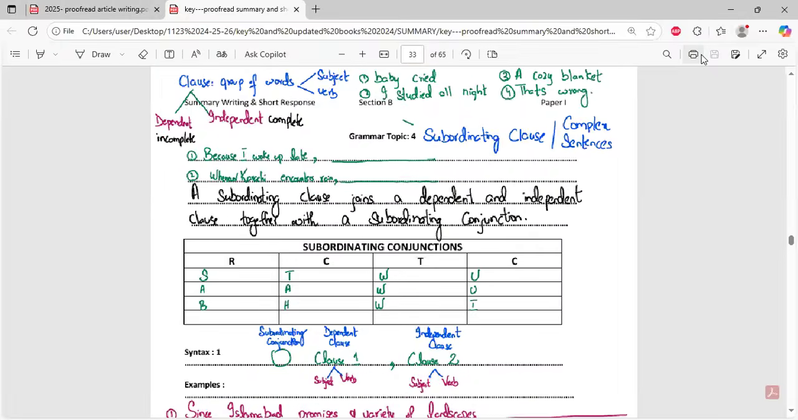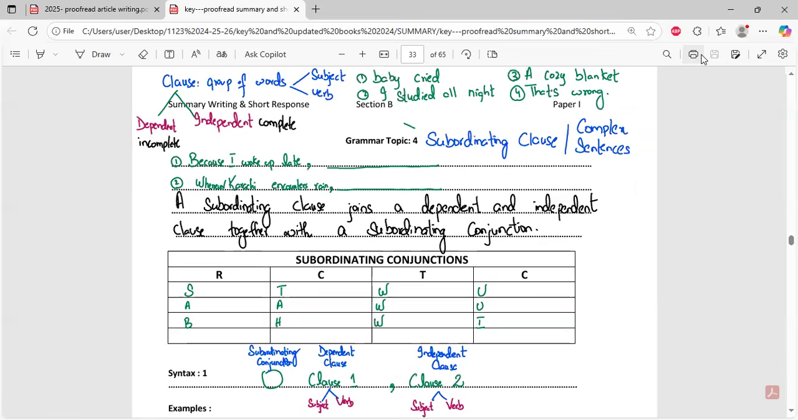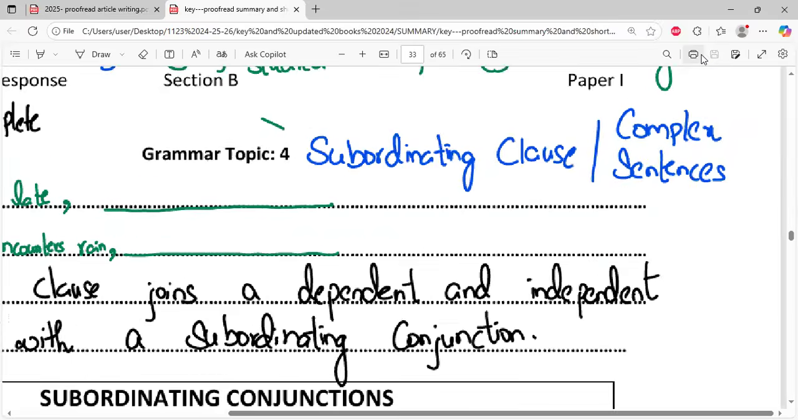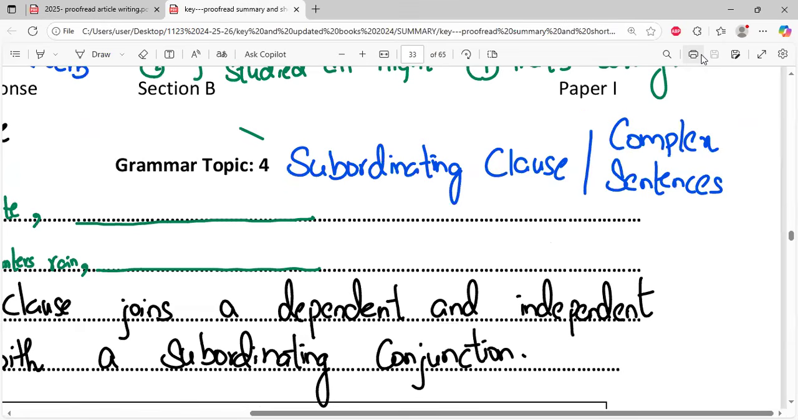Okay, so we are working on grammar topic number 4 in your book. This grammar topic number 4 is called subordinating clause. All right, this is what we are working on. Grammar topic number 4, subordinating clauses. Or if you look up this topic on the internet, this is also called complex sentences.